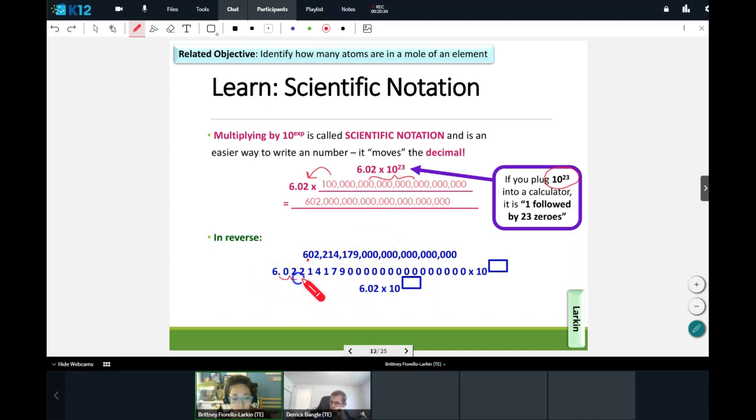All right, so if I show that this moves 3 times, 4, 5, 6, 7, 8, 9, 10, 11, 12, 13, 14, 15, 16, 17, 18, 19, 20, 21, 22, 23, then I know that my exponent here would be 23. So again, this is just doing it in reverse, showing us that this is 6.02 times 10 to the 23.